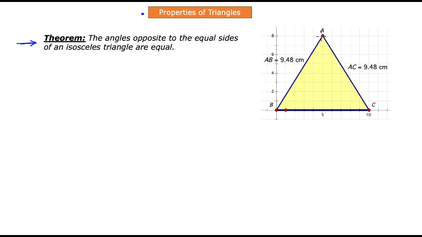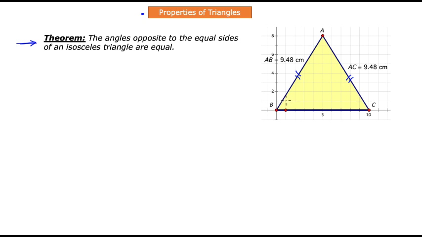What does it mean? Let's say we have a triangle ABC, okay? And in this triangle, the line segment AB is equal to the line segment AC. So these two sides are equal. And we have this measurement written right here. The line segment AB measures 9.48 centimeter, and so does the line segment AC. By the way, keep in mind that this is a scaled drawing, okay?